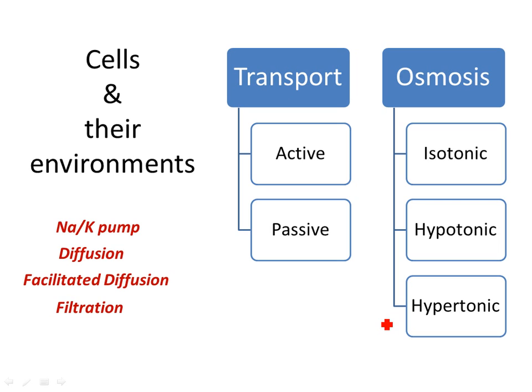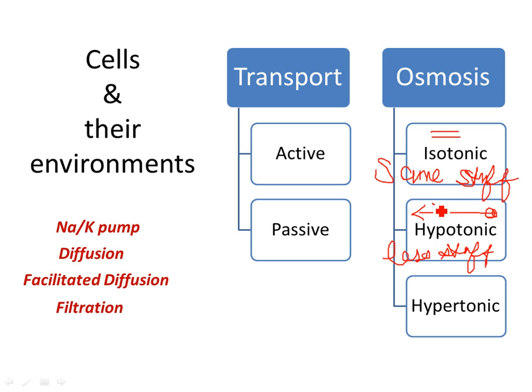So, if a cell is sitting in an environment that has the same amount of solute, or the same amount of stuff, we would say the cell is in an isotonic environment, and for every one water molecule that goes in the cell, exactly one water molecule leaves. So it's balanced. If a cell is sitting in a hypotonic environment, that's a cell sitting in an environment with less stuff. So there's more stuff inside the cell. That water is going to go from the environment into the cell, and the cell might actually explode or lyse. It'll definitely swell up.